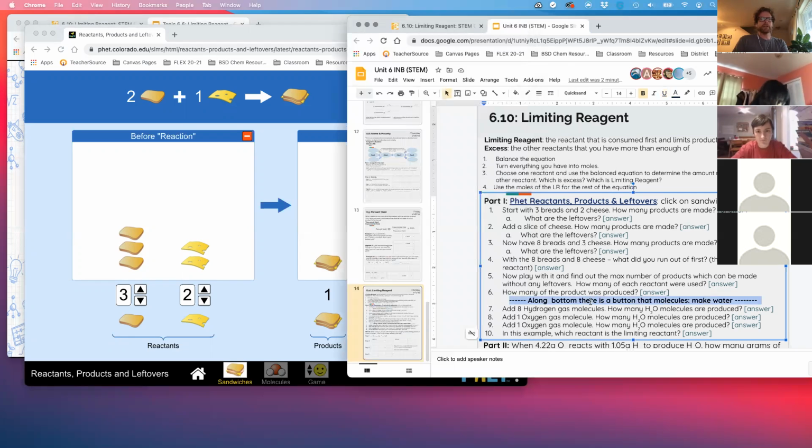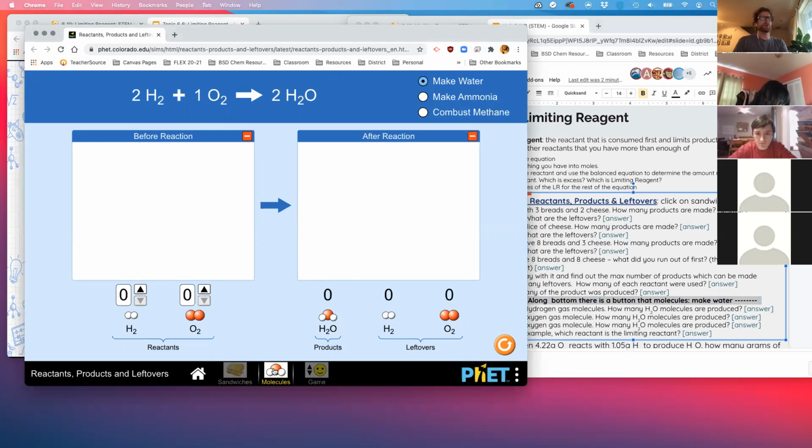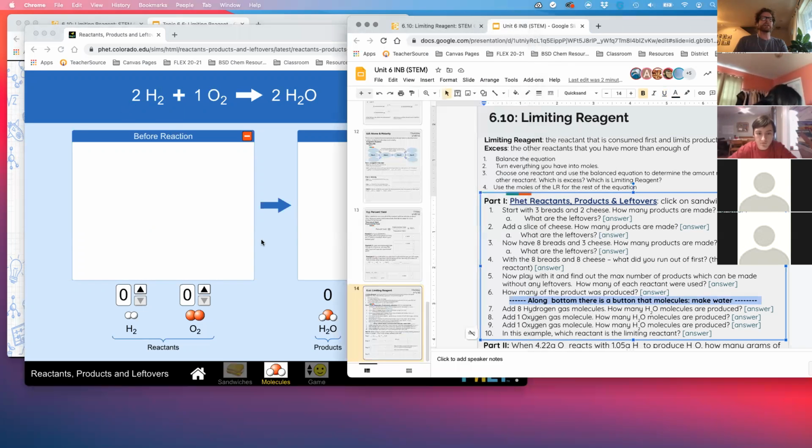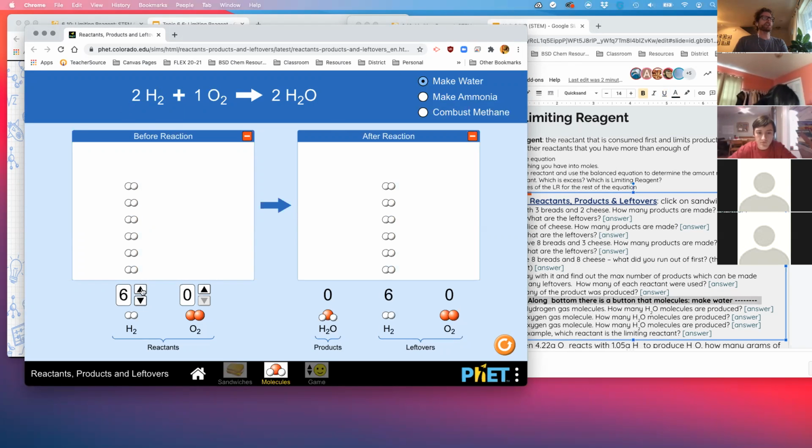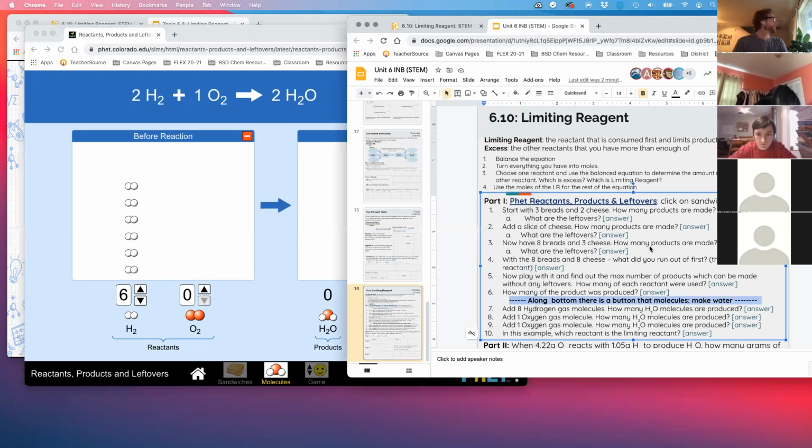Then you get to this part right here and you say, okay, now I'm gonna click on molecules. I'm gonna say make water. And this is your favorite equation right here. And I'm gonna add a bunch of hydrogen, and then I'm gonna do some stuff. You're gonna write down what you need to do. Okay, cool, cool. So this is the first part. I'm gonna give you all about 10 minutes to do it. Sounds good? Cool.